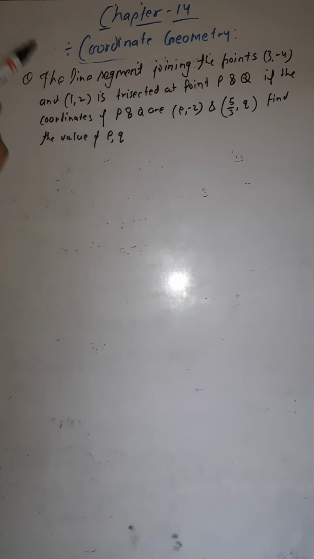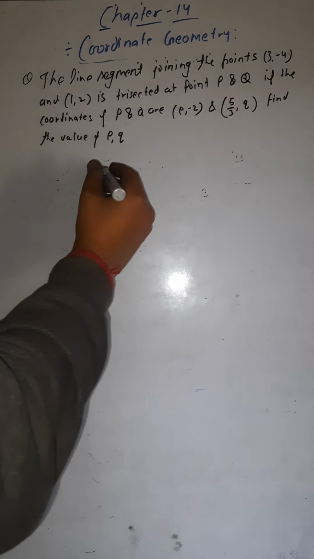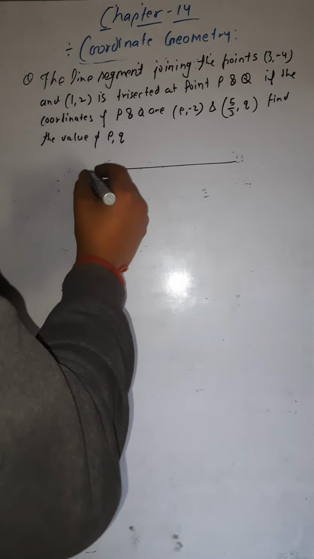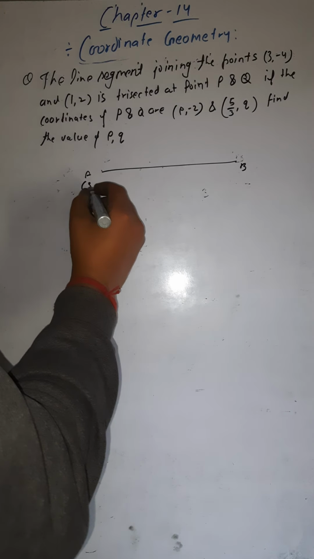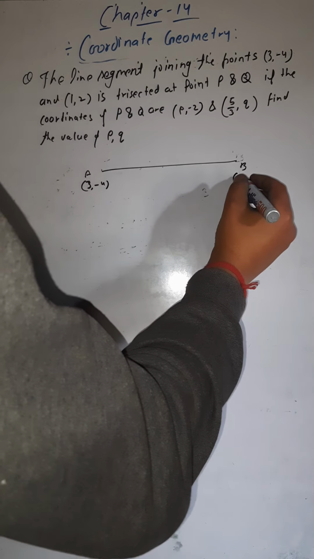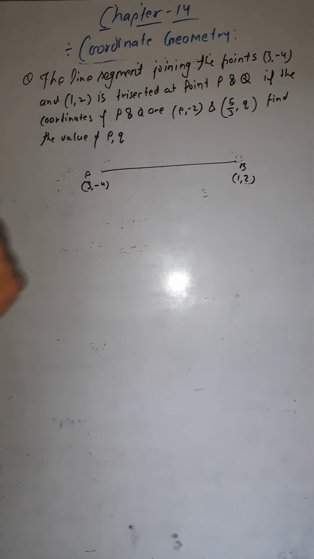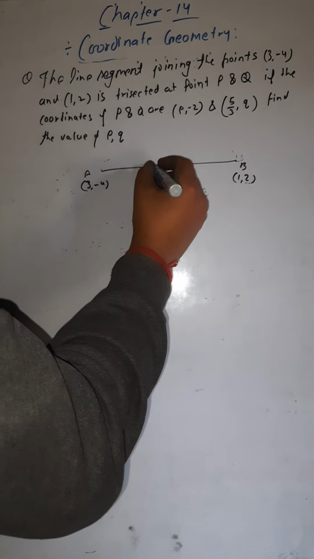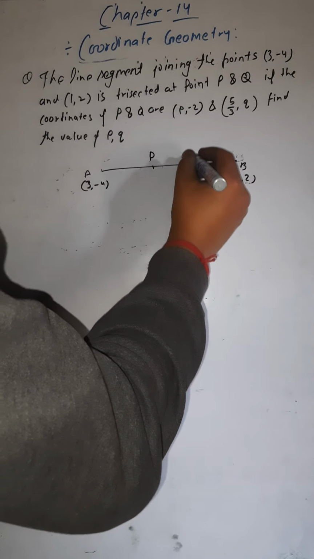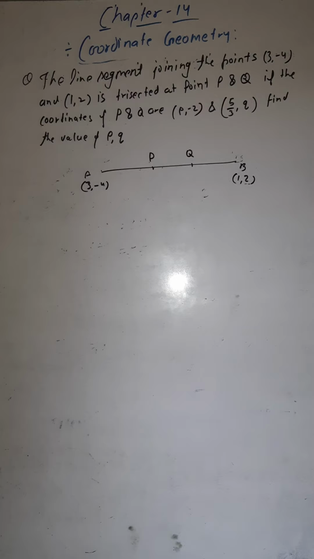What does this question say? The question is the line segment joining these 2 points. So you are making a line segment, let's say this is A and this is B, and the coordinates of point A are 3 comma minus 4, and the coordinates of B are given as 1 comma 2, and this line segment is trisected at the points P and Q. Let's say this is point P and this is point Q. Now it is being trisected. Look, we have made 3 parts.